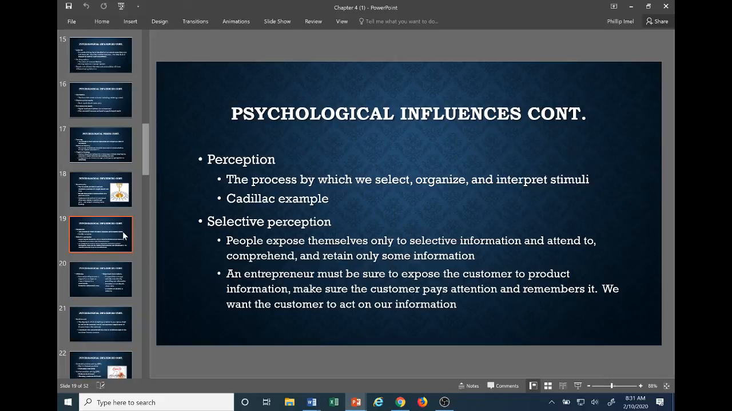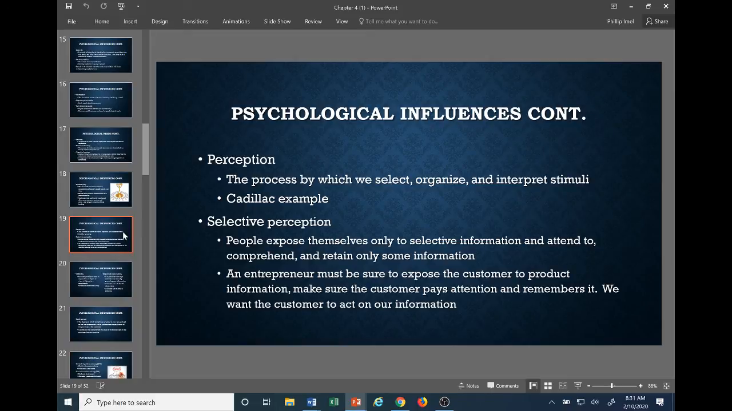Selective perception, people expose themselves only to selective information and tend to comprehend and retain only some information. An entrepreneur must be sure to expose the customer to product information, make sure the customer pays attention and remembers it, and we want the customer to act on our information.